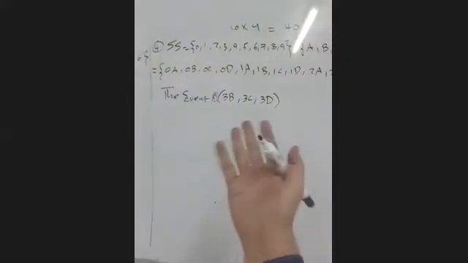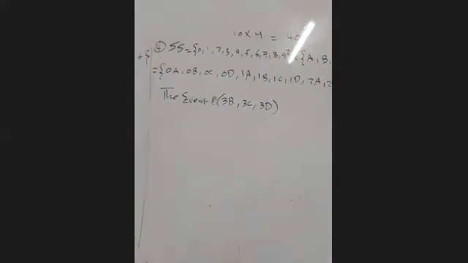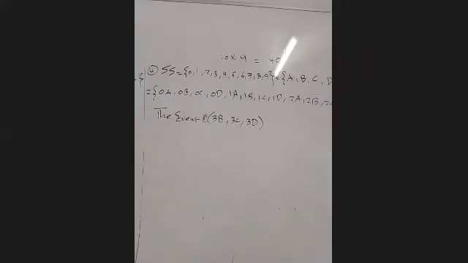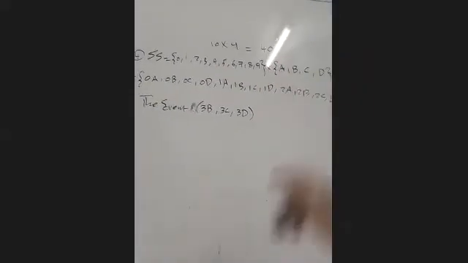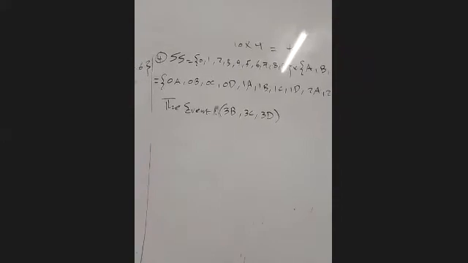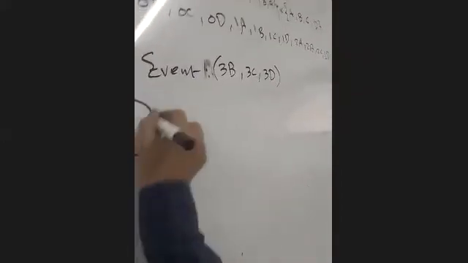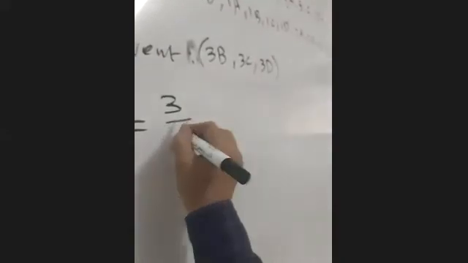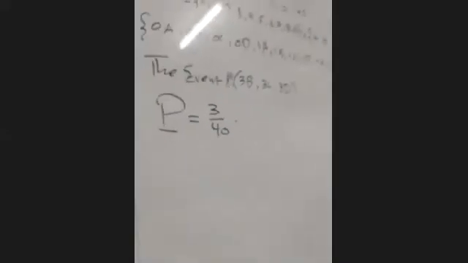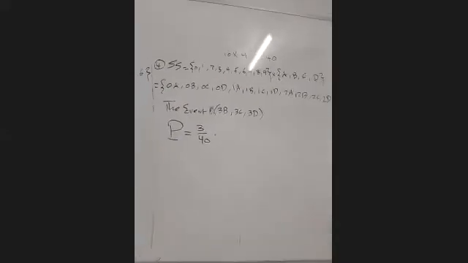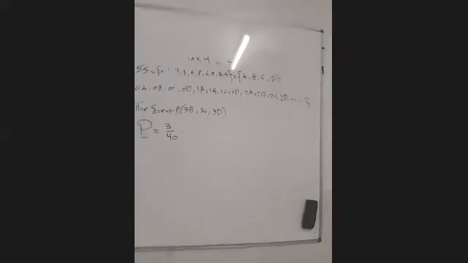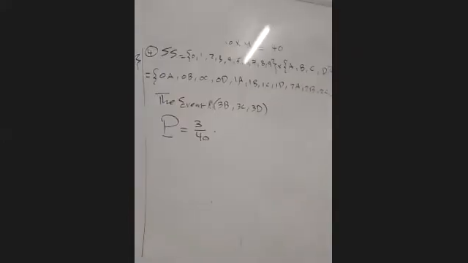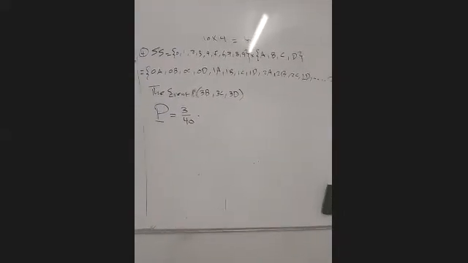So how many outcomes in the event do we have? 3. And how many outcomes in the sample space? 40. So what is the probability now? It is 3 over 40. There is no simplest form here. You can make it a decimal and a percent, as we did always. Do you understand it?